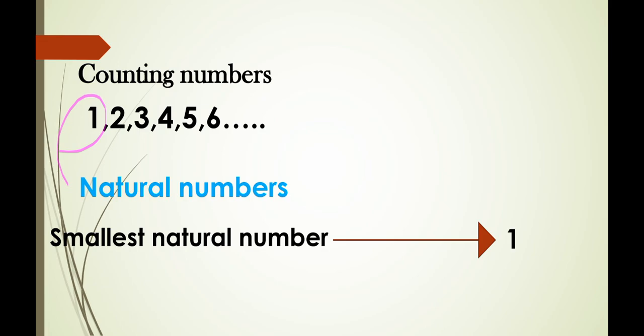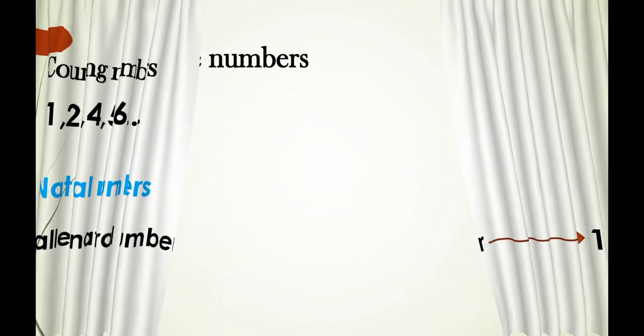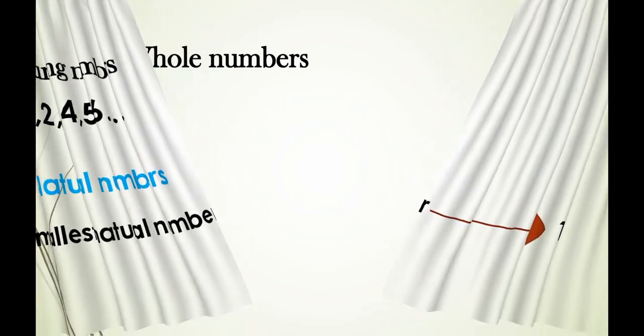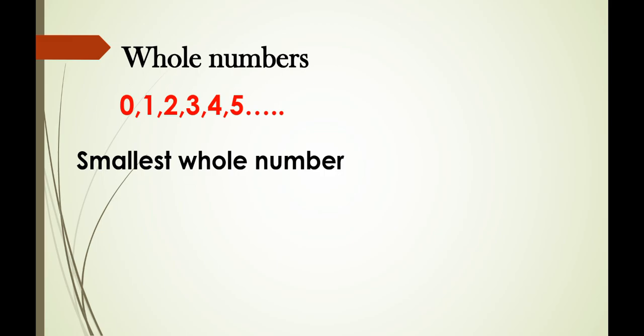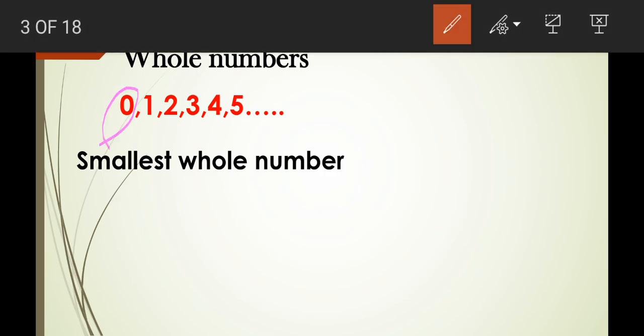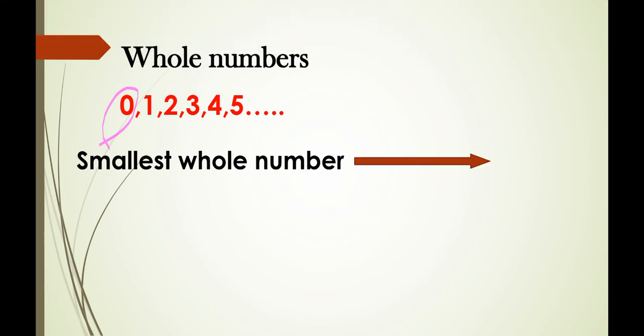Okay. Now comes the next set of numbers, that is whole numbers. Whole numbers means along with the counting numbers we will add the number 0. So whole numbers are 0, 1, 2, 3, 4, 5, etc. It also won't stop. It will go on like that. 100, 1 lakh, like that it will go on. Smallest whole number from the set you can understand. What is the smallest whole number? It is 0. So the smallest whole number is 0.